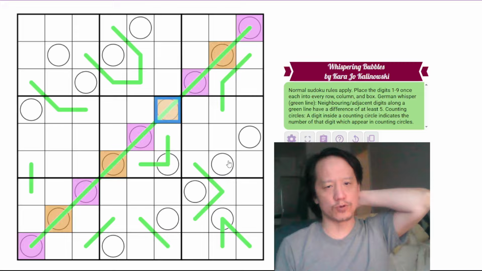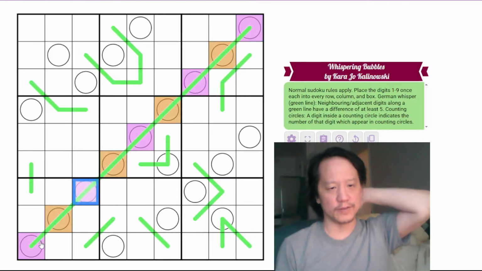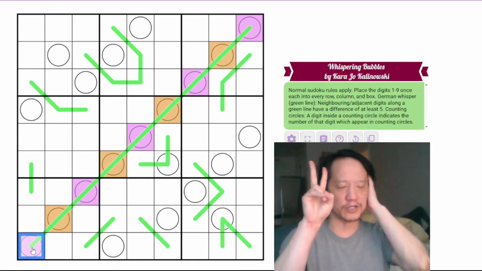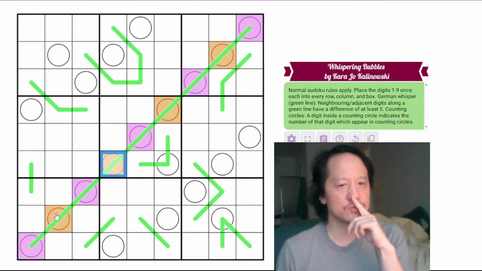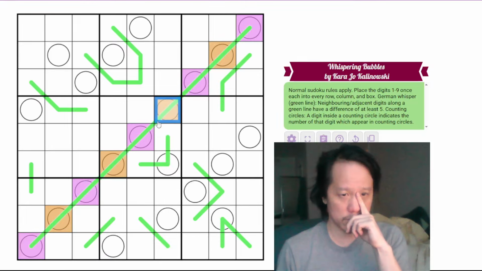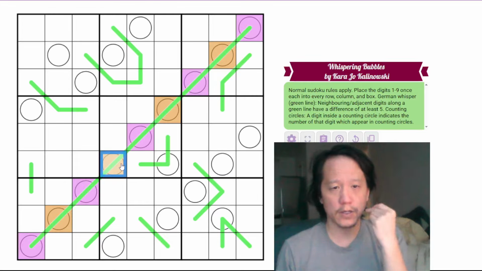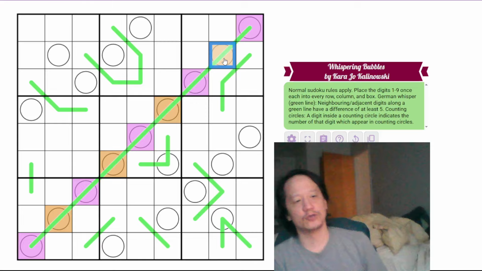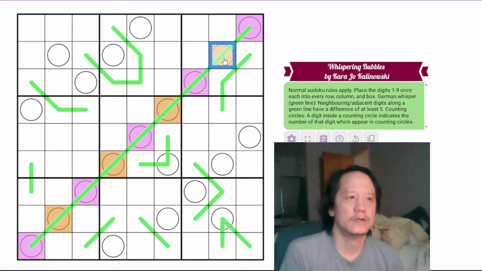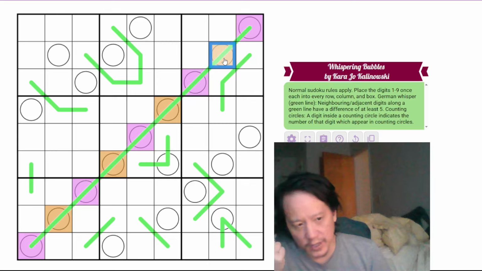1, 4 doesn't work as the pink pair because this would require this to be 1, 4, and this would require this to be 1, 4, and we have 2 ones in the circles. And if it's the orange ones, one of these is 4. This would be a 1, 4 pair, and 4 would be in between two unique digits on a Whisper 5 line, which is not possible. So 1, 4 is not possible.